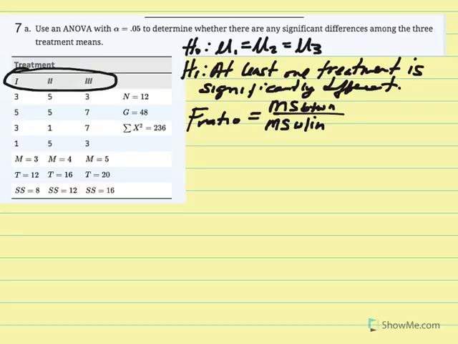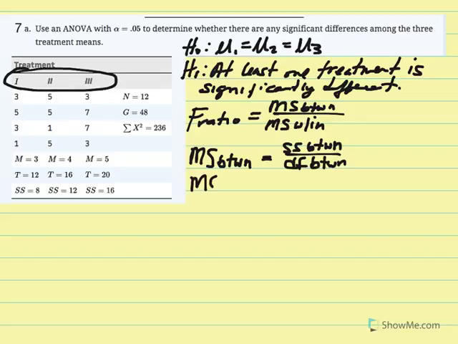So our MS between is equal to SS between over its corresponding degrees of freedom, DF between, and our MS within similarly is its SS, the sum of squared deviations for the within variance, over degrees of freedom within.